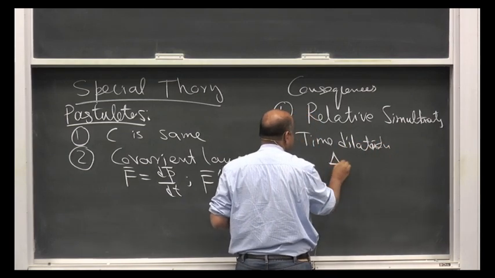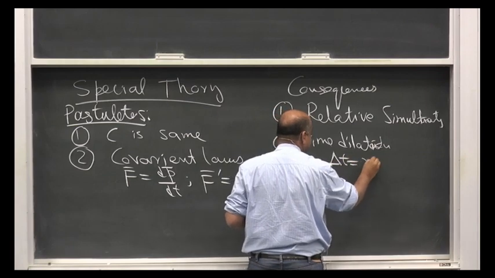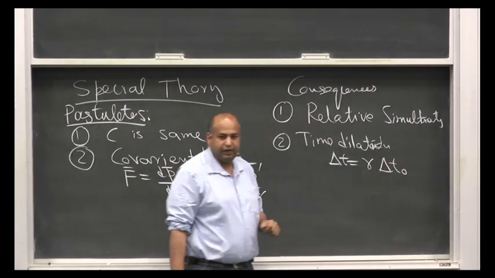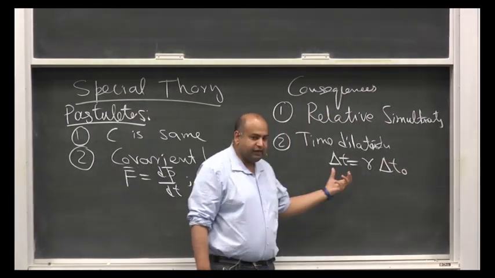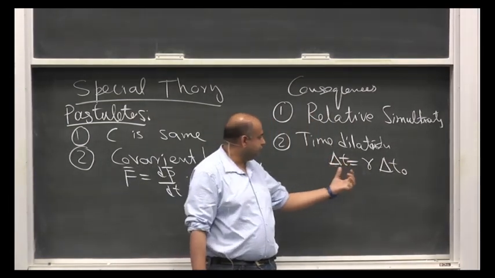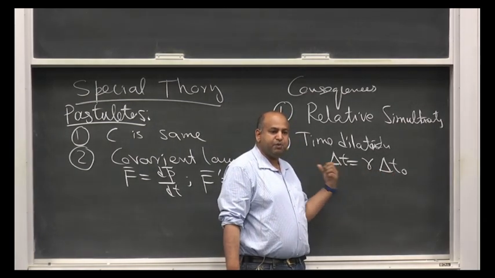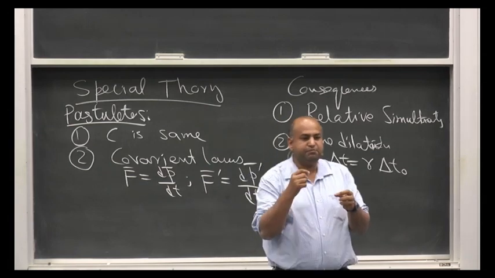That delta T is gamma delta T naught, where we did also some problems in the situations to differentiate between the proper time and improper time. Proper time is the time between two events.